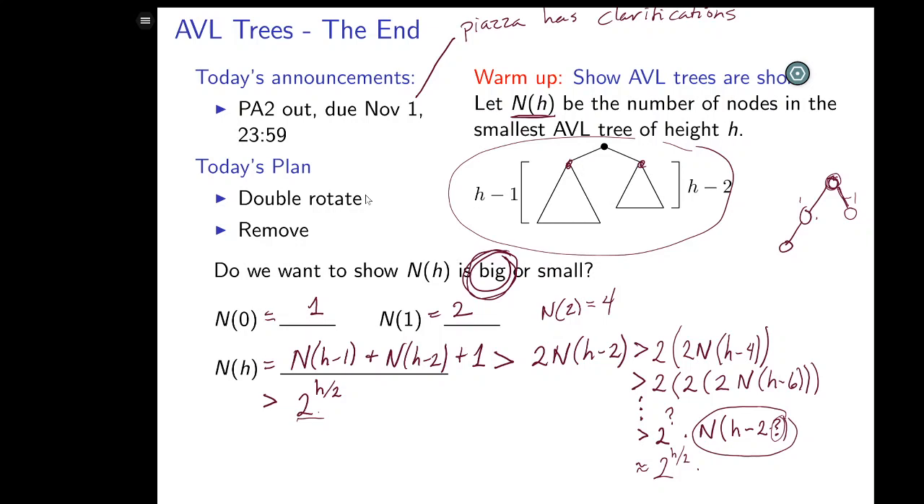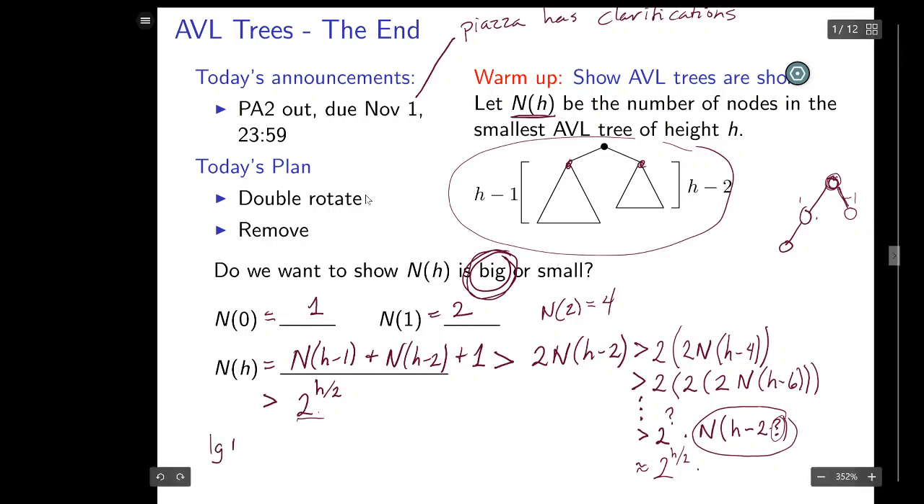Okay, so I now have a solution, a lower bound on n of h, saying n of h has to be big. The number of nodes in an AVL tree of height h has to be at least 2 to the h over 2. So I can say, for example, by taking logs of both sides, that log of n of h is greater than h over 2.